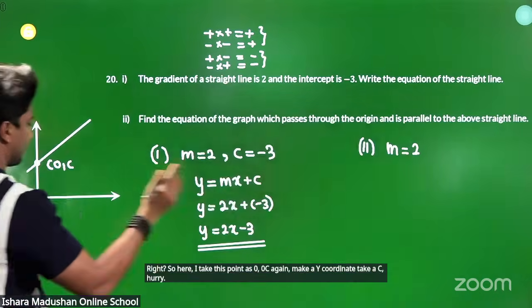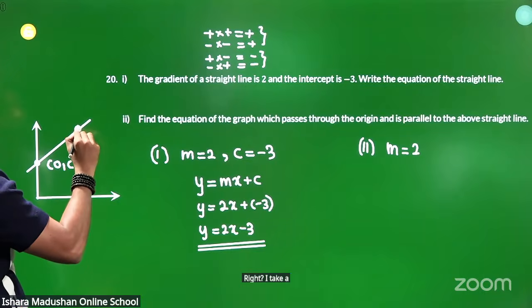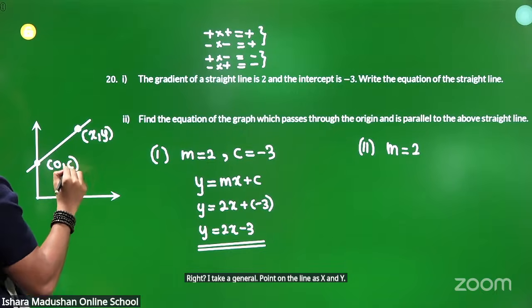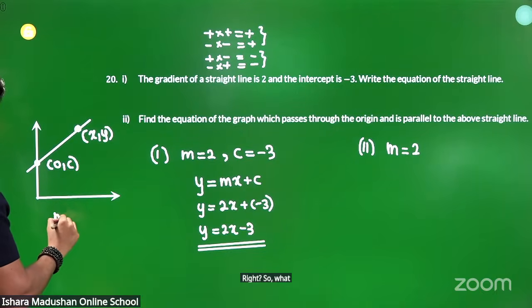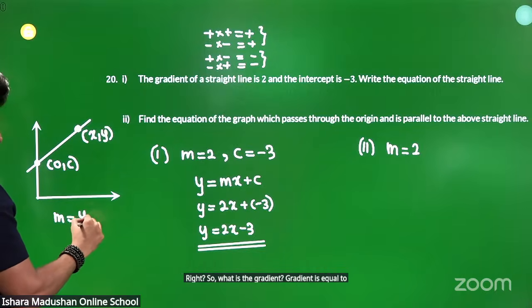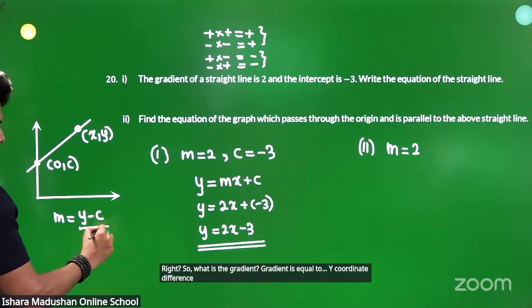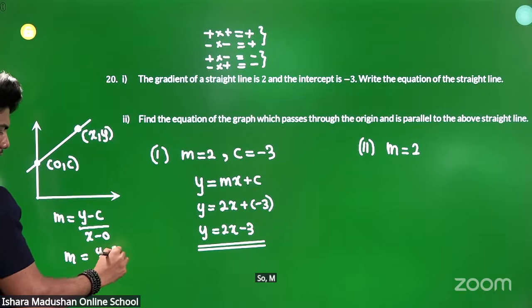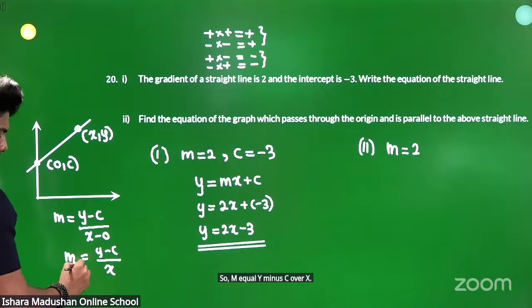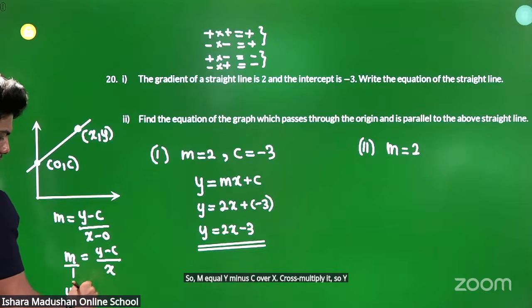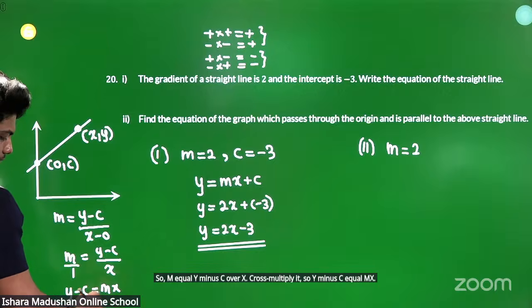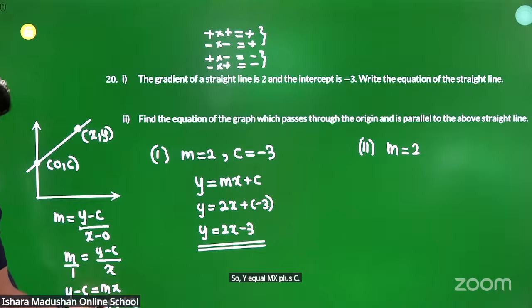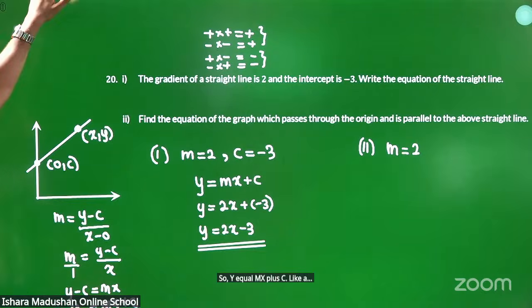I take a general point on the line as x and y. So what is the gradient? Gradient is equal to the y coordinate difference over the x coordinate difference. So m equals y minus c over x. Cross multiply it. So y minus c equals mx. So y equals mx plus c.